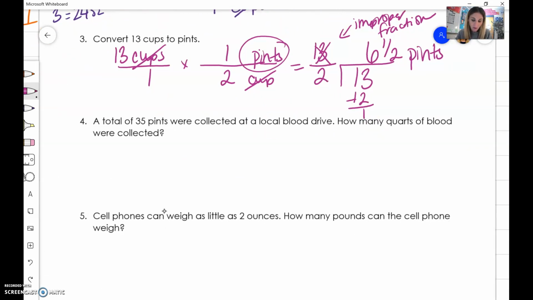It says a total of 35 pints were collected at a local blood drive. How many quarts of blood were collected? So we're doing pints to quarts. So I'm going to have 35 pints. Okay. That looks like points. I'm going to write pints.